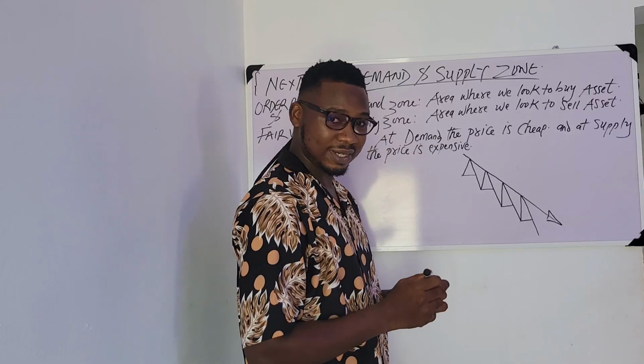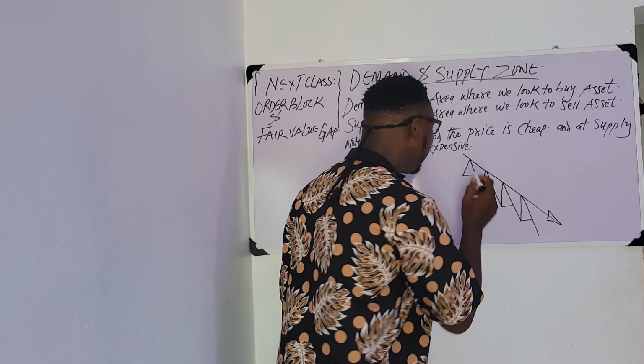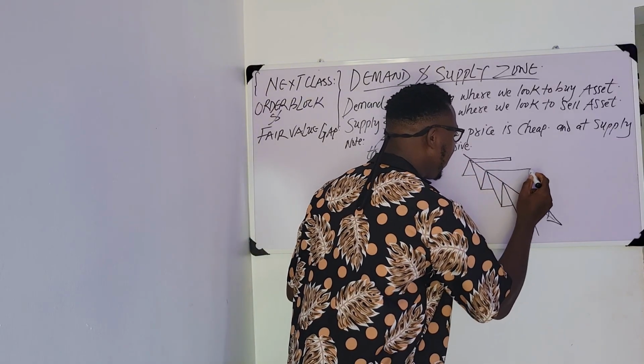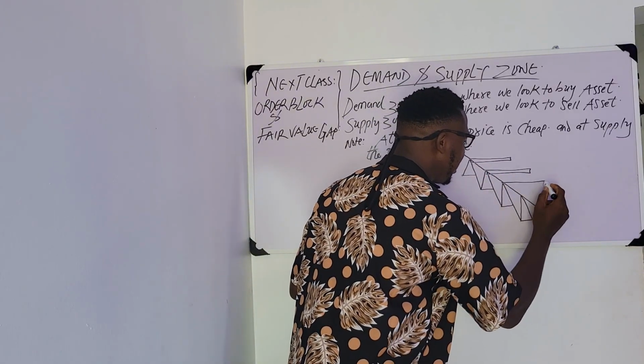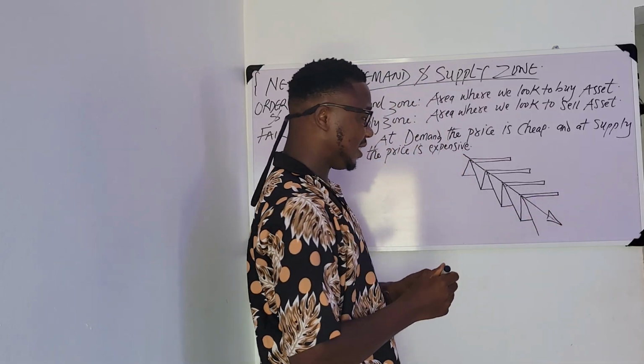going down. Now that it's going down, our supply zones are what? This area. This is a supply zone. This is another supply zone. This is another supply zone. This is another supply zone. You see it now.